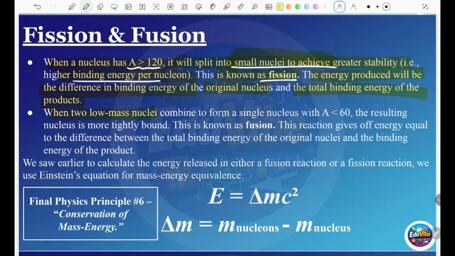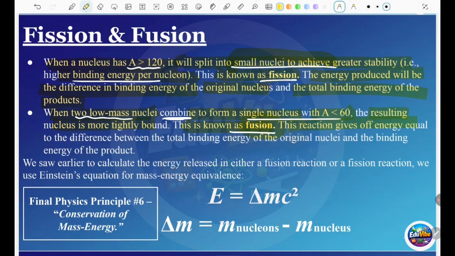When two low mass nuclei combine to form a single nucleus with A less than 60, the resulting nucleus is more tightly bound, which is known as fusion. So when there are two low mass nuclei, they combine to make a single nucleus, resulting in a tightly bound nucleus. So it's called fusion.